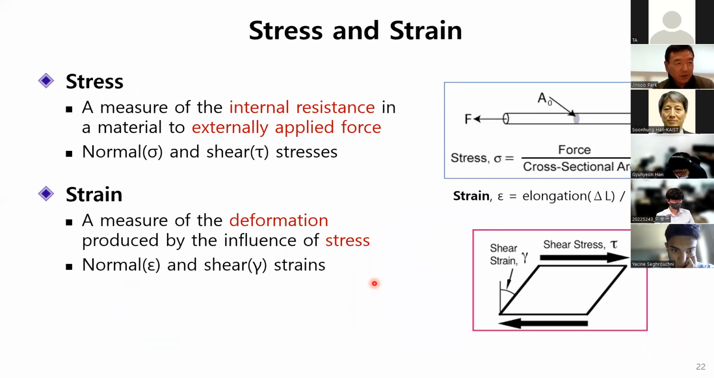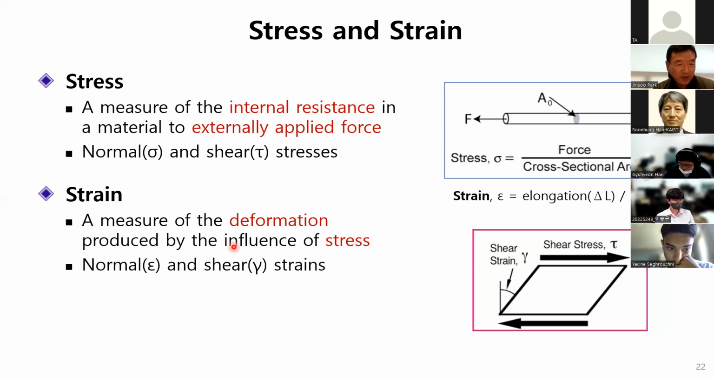Normal stress and strain are usually happening under... Stress and strain. Stress, we can say it's a measure of external resistance of material to external force. There are two kinds of stress, normal and shear stress. As shown in this figure, normal stress is induced from elongation force. Shear stress results from twisting force.